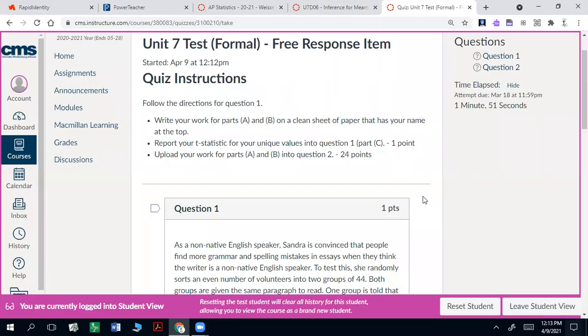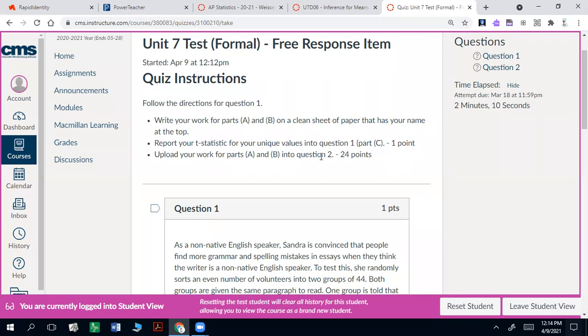Hello, I wanted to take a few minutes to go over the Unit 7 free response question. Some of you have not submitted that yet, and you're going to have an alternate version if you have not submitted it. If you have submitted it, you can take the alternate version as a retest for it.